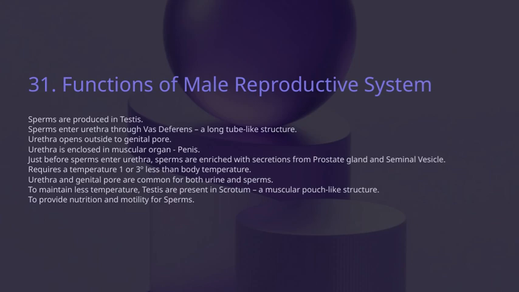Just before sperms enter the urethra, they are enriched with secretions from the prostate gland and seminal vesicle. These secretions provide nutrients and help in the motility of sperms, making them more capable of fertilizing an egg. It's important to note that sperms require a temperature about 1 to 3 degrees Celsius lower than the normal body temperature for optimal production and survival.